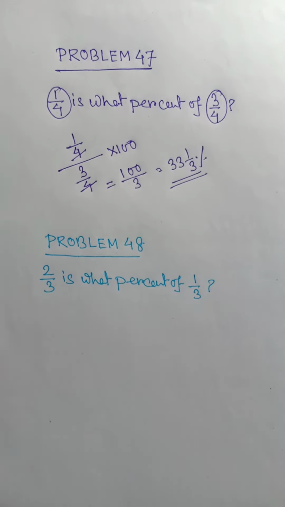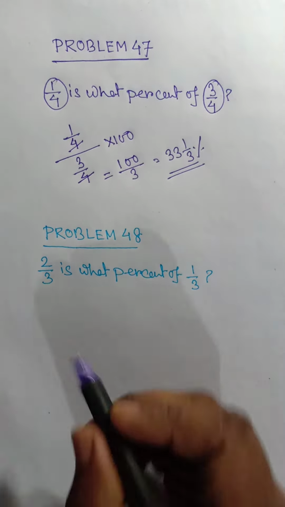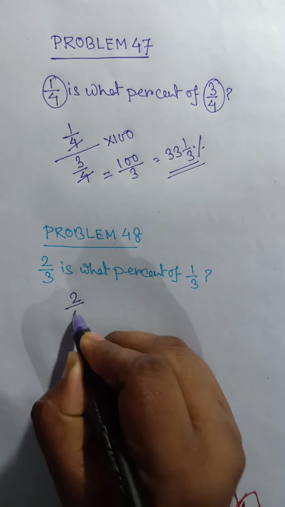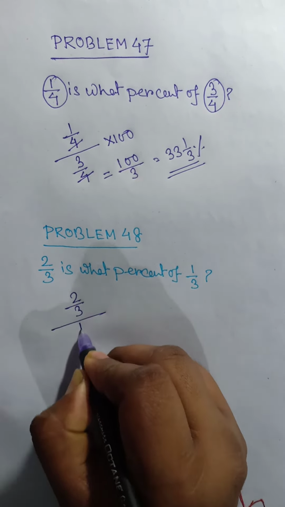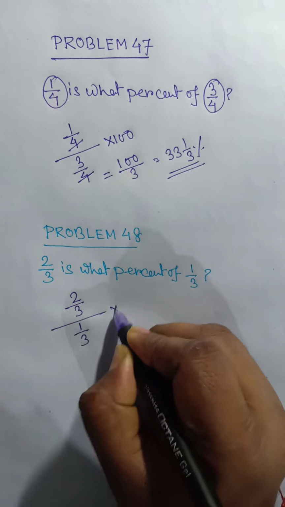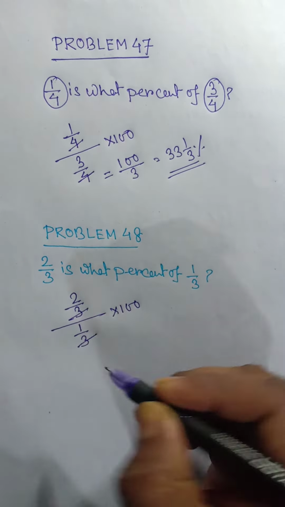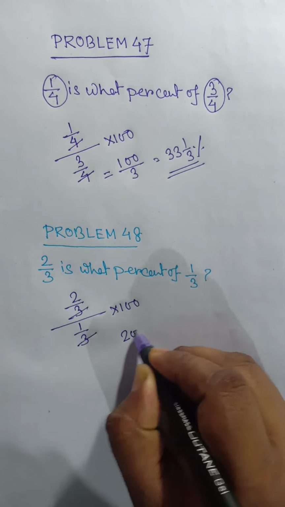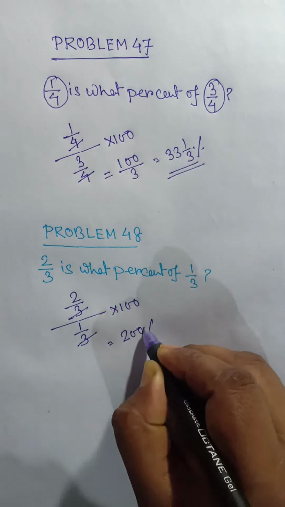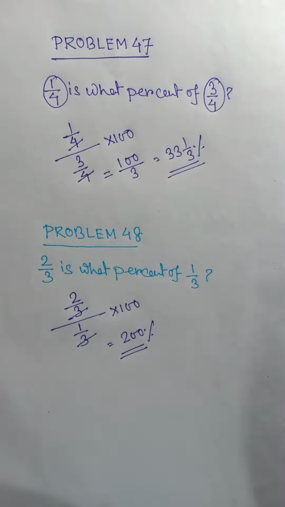And in the second problem, we proceed in the similar manner. We first write 2/3 divided by 1/3 times 100. Now we cancel 3. Therefore, we get 200, and our answer is 200%.